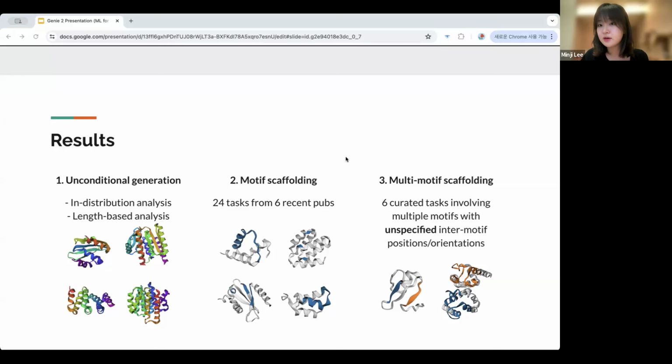The other is the length-based analysis, in which we assess the trend of metrics by length and check how the models can extrapolate beyond the trained length range. Then scaffolding aims to generate a scaffold given a functional motif, such as an enzyme active site. And lastly, multi-motif scaffolding aims to scaffold multiple motifs with unspecified inter-motif positions or orientations. As Yeqing mentioned previously, this is achieved by not providing the inter-motif information in the input structure template. We created 6 tasks in our paper, and I will go through them in later slides.